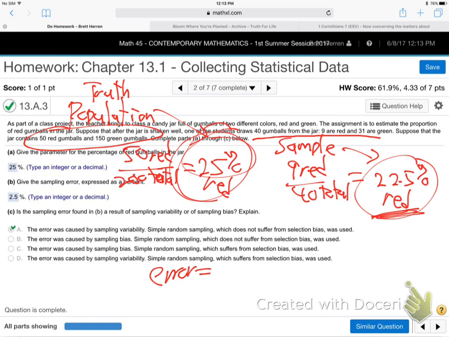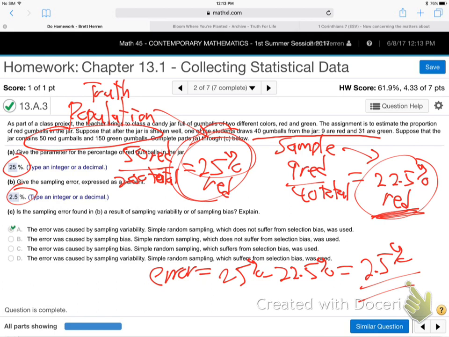In reality, what's the error? You just subtract them, right? The error is the difference. 2.5%. So that was this answer here. Here was the 25%. Why is this the 25%, question A, and not the 22.5? How do you know when they want the 25?